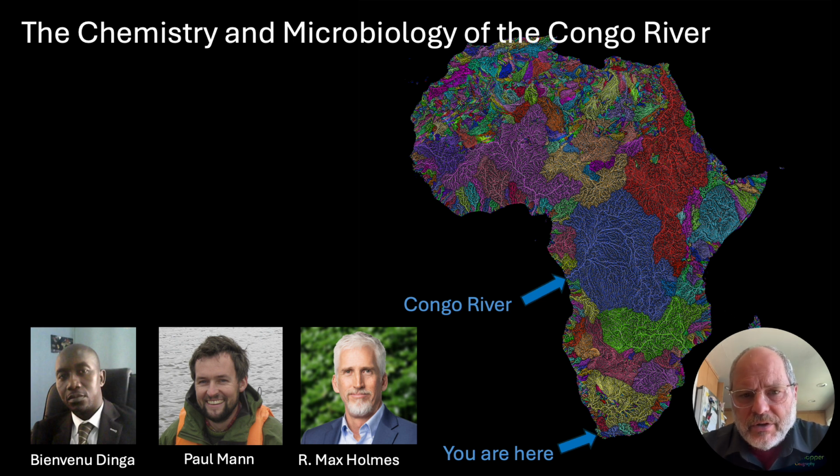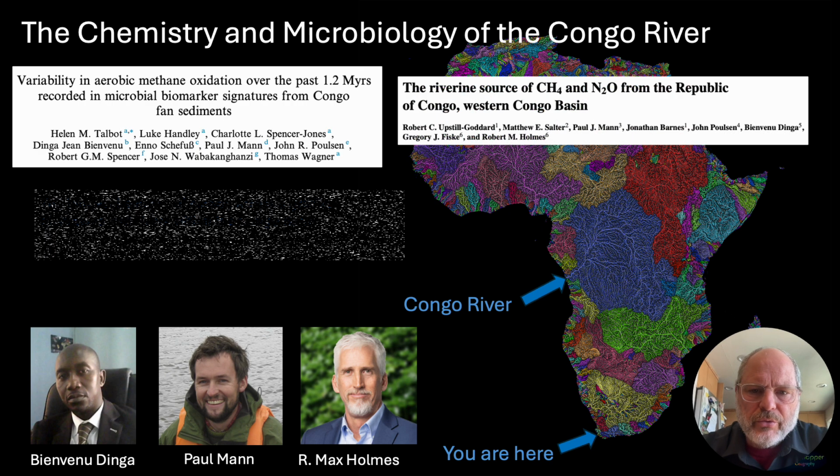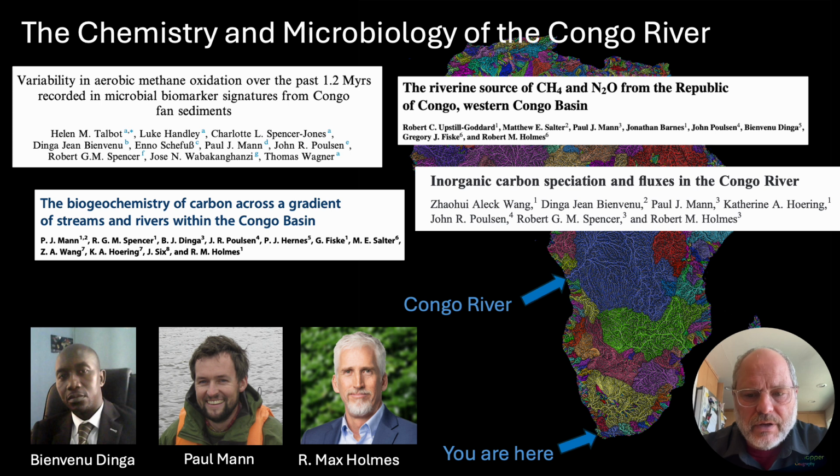Now, the data set you're going to be using today comes from the Congo River Basin, which is the second largest watershed on Earth and the largest watershed in Africa. Our colleagues Bienvenu Dinga, Paul Mann, and Max Holmes collected samples from sites in the Republic of Congo several years ago and published a series of papers about riverine dissolved organic matter, about greenhouse gases, and the general biogeochemistry of the Congo River Basin.